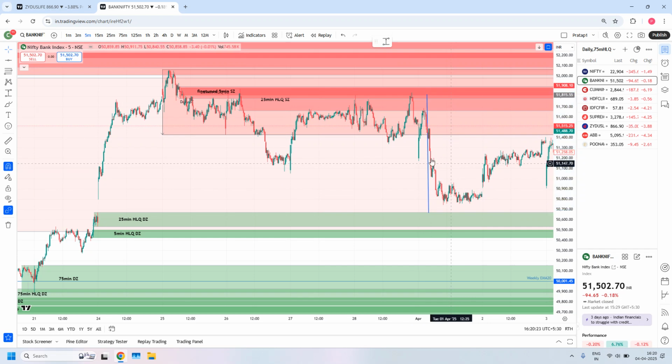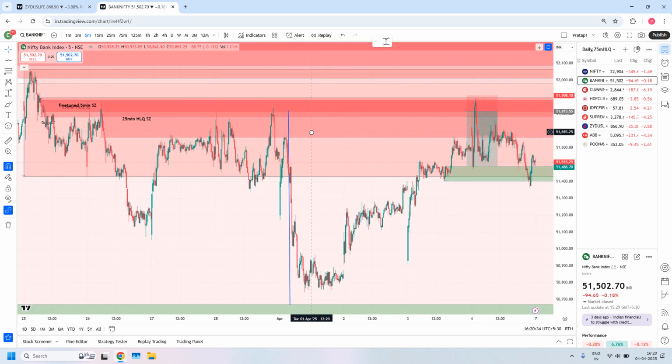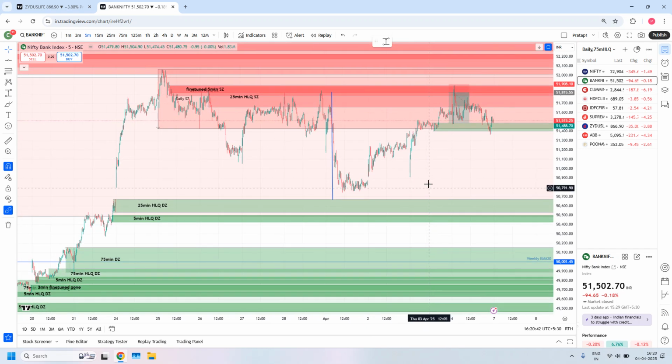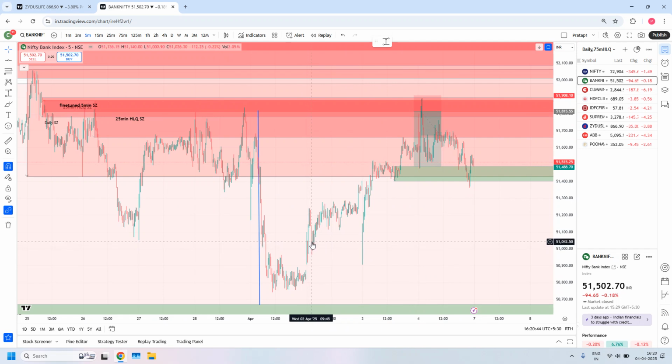Almost 1,150 points. Within this range, prices will be moving. See, it almost came to this zone. Prices came to this 25 minutes high liquidity zone, but before that, it started moving. That is what happened last Wednesday and Thursday also. The movement is in between.